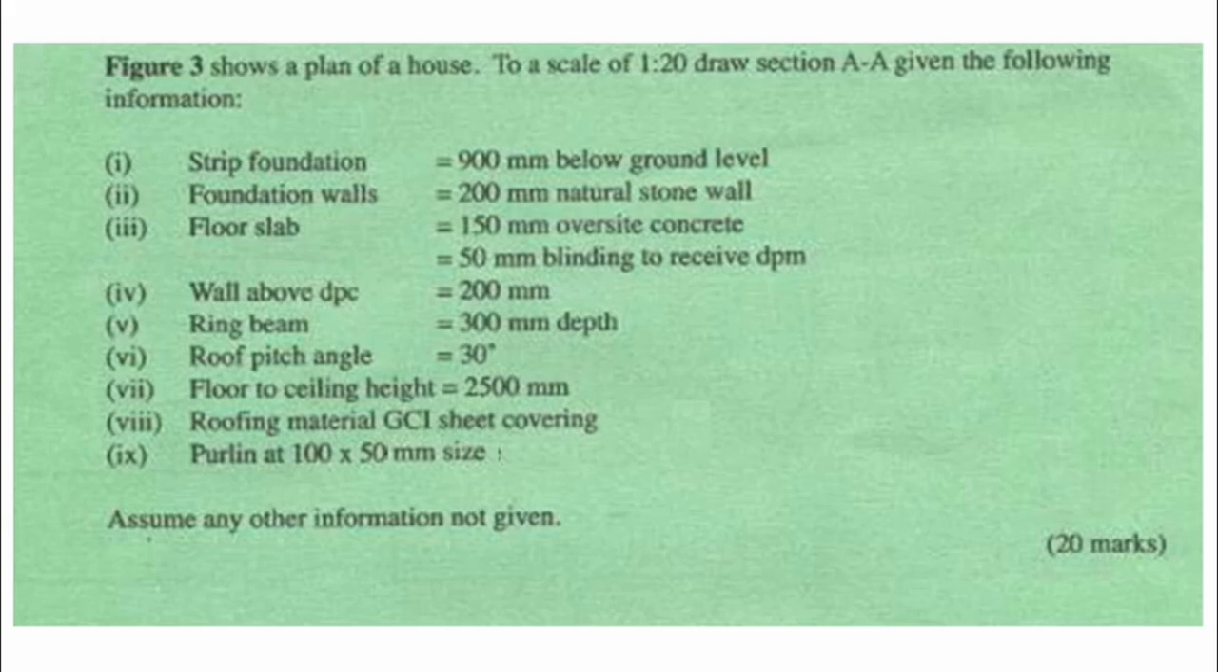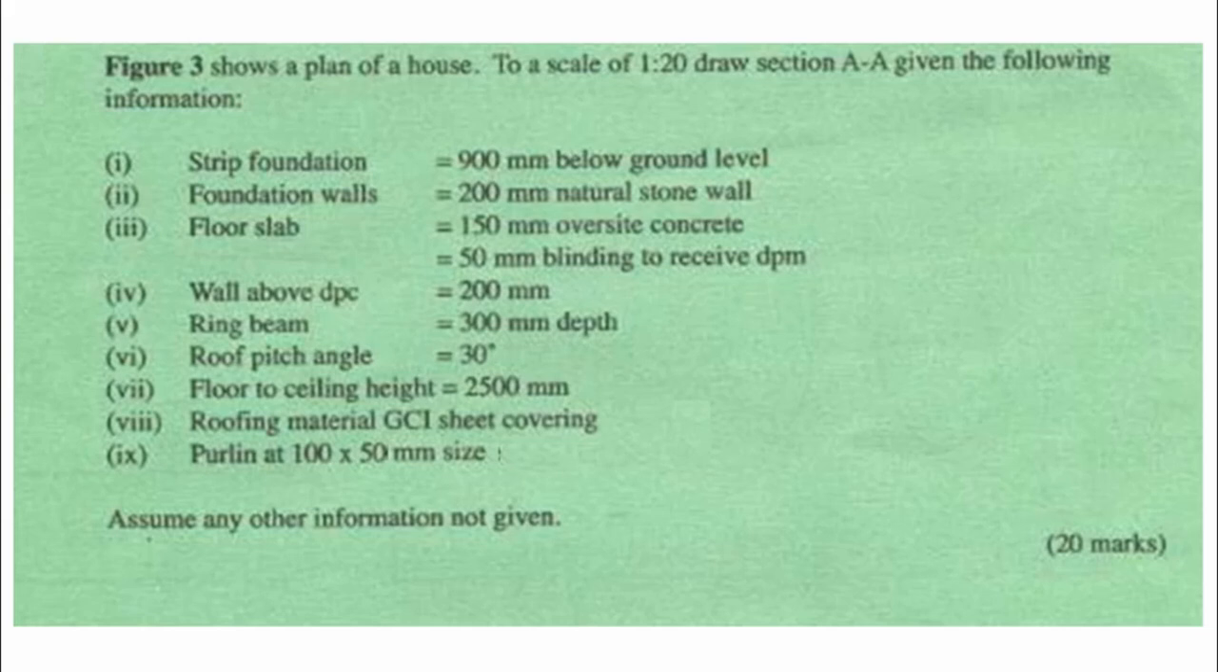And therefore that will basically give us the starting point. Then we shall, after placing our foundation, do the foundation wall on top of the foundation, and then the floor slab on top of the foundation wall. Then from that level, we can come down and get the blinding, and then place the wall above the floor, which is the superstructure.